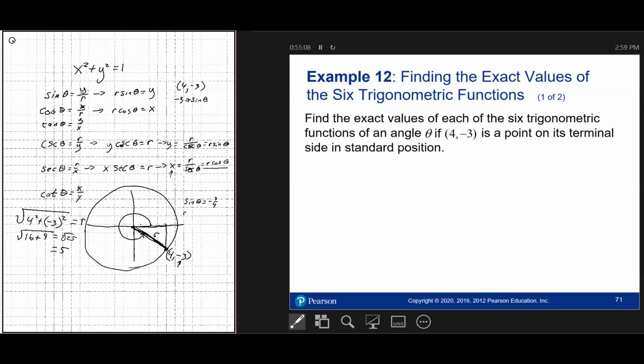And the cosine is going to be x over the radius. And so that's going to be, oh, I wrote a 4 there. That should have been 4/5. Did someone notice I used the wrong number? It's going to be 4/5.